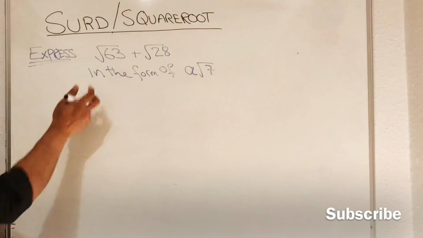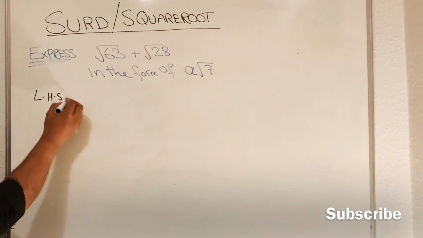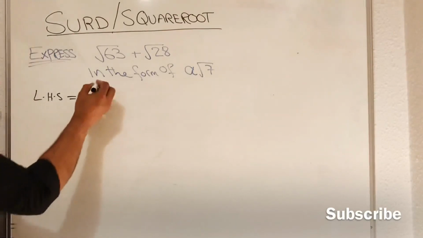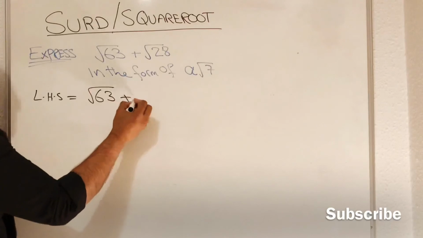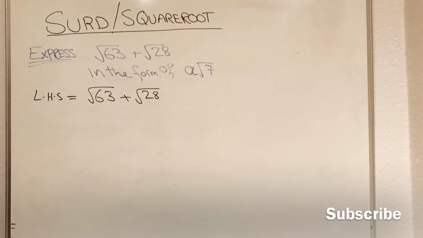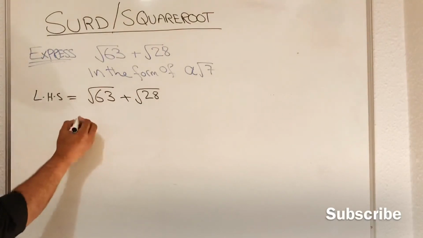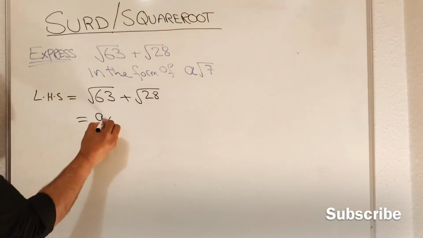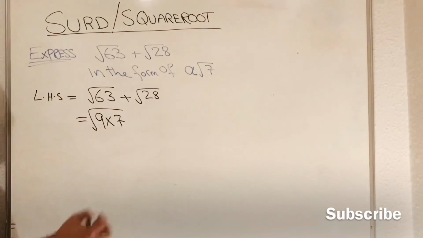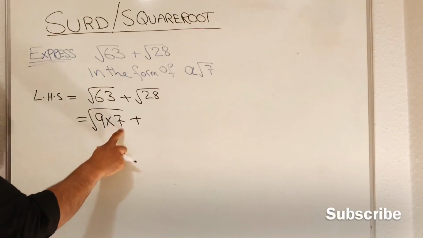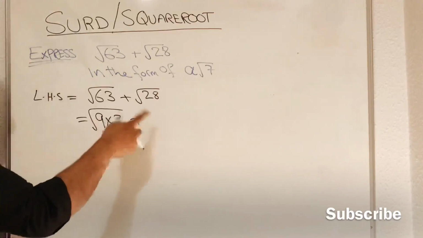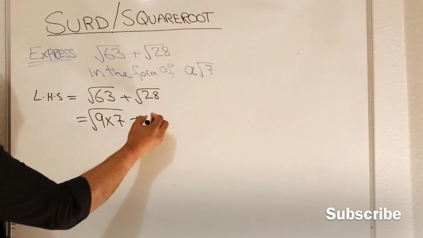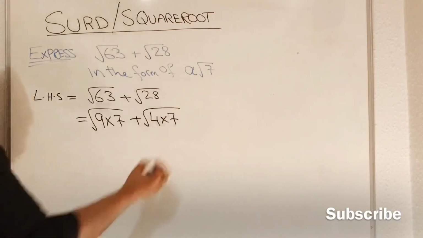Again we have to select the left hand side, and then we will prove the value of a. So square root 63. First of all you need to factorize and find out exactly the number which will be common in both surds. So 63 can be written as 9 times 7. In here we must have a 7 or 9 common in both. So 28 can be written as 4 times 7.